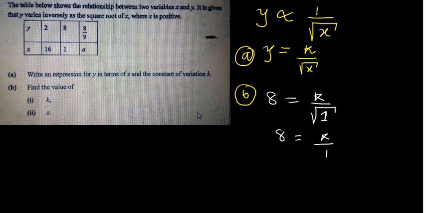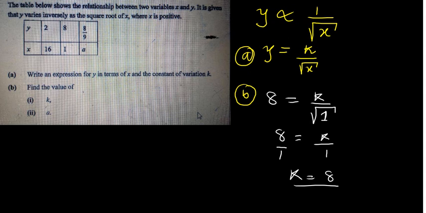So I can also say 8 over 1, and then I multiply 1 by k. That is going to give us k, and this is going to be equal to 8 multiplied by 1, that is 8. So that's the value for k. k is equal to 8. And then we can go now and find the value for a. That is what the second question is saying: find the value for a.